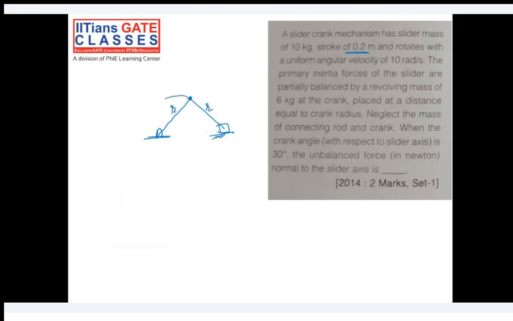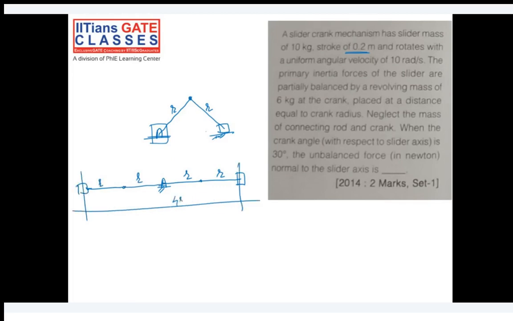So in this case, the extreme positions would be, this is your crank, this is your connecting rod, this is your piston, and on the left hand side also you will get this crank, this connecting rod, and this piston. So in this case, 4R is your stroke. So if crank and connecting rod are of the same size, then 4R will be your stroke. And if the crank is smaller than the connecting rod as usual, in that case, you will have 2R as the stroke length. So keep this in your mind.